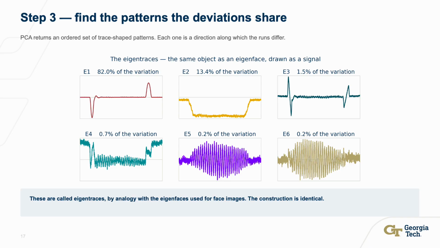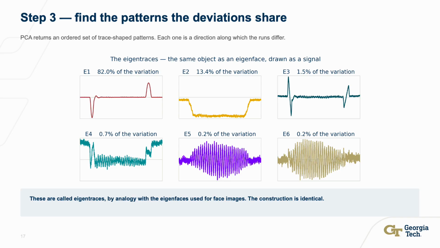Those patterns are what you see on the slide. Because they came from a principal component analysis, and because they are shaped like traces, we call them eigentraces. The name comes from eigenfaces, which is the same construction applied to photographs of faces. The mathematics is identical, only the inputs changed.